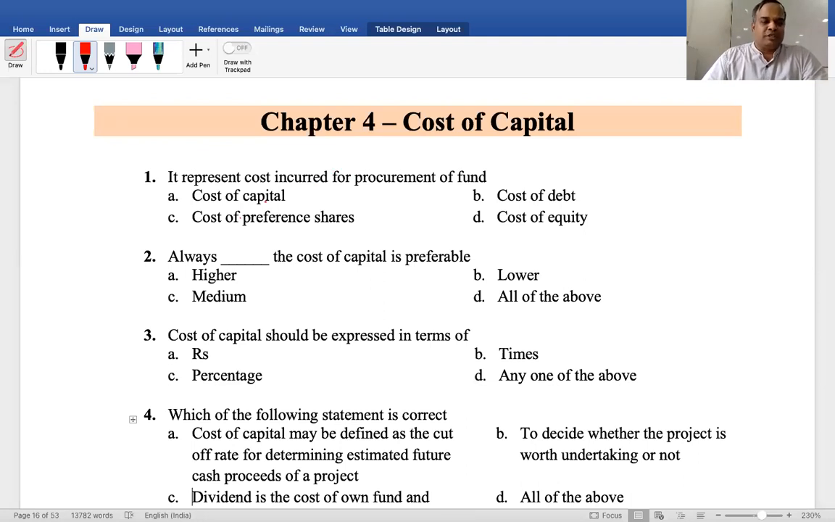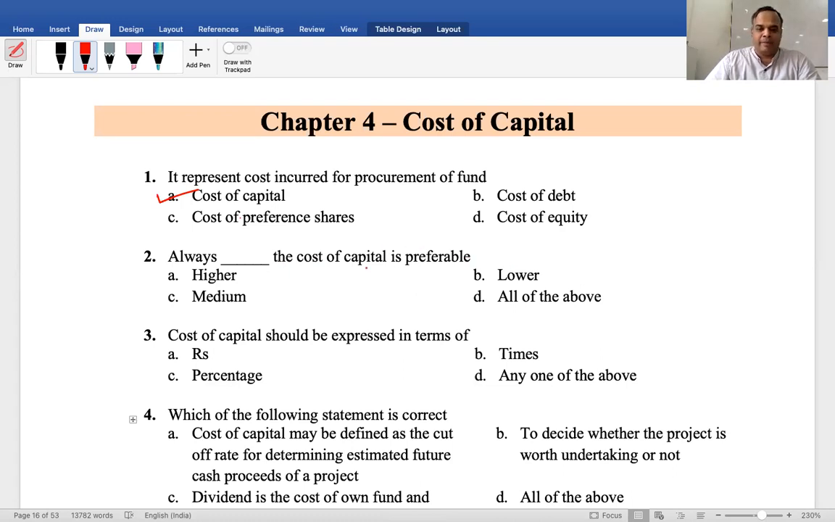Cost of capital, first question. It represents cost incurred for procurement of fund. A, cost of capital. B, cost of debt. C, cost of preference share. D, cost of equity. Procurement of fund is a combination. Therefore, it's called cost of capital. A is the answer.